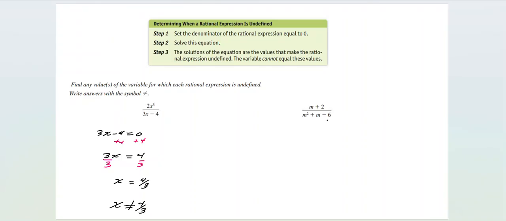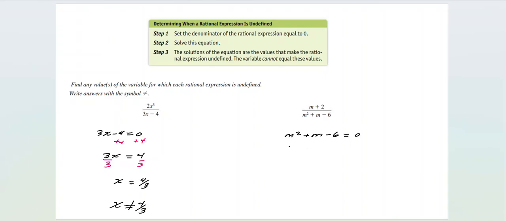In my second example, the expression in the denominator is a quadratic expression. As we have a quadratic expression here, then we need to factor this expression as soon as we make it equal to 0 to solve, because it becomes a quadratic equation. So we say m squared plus m minus 6 equals 0.